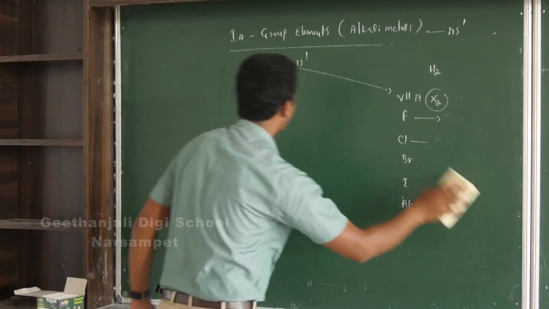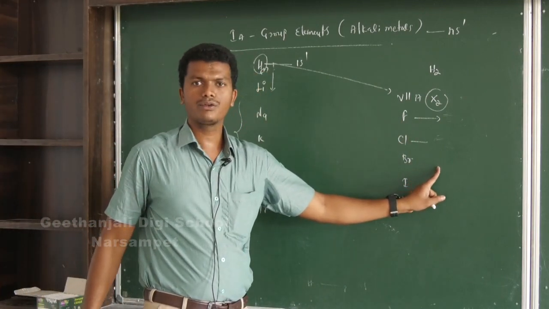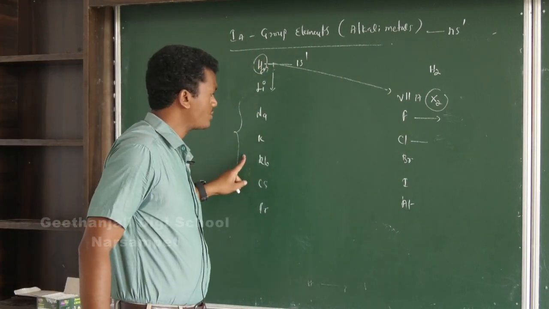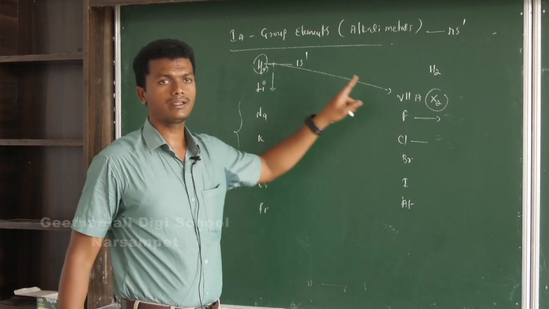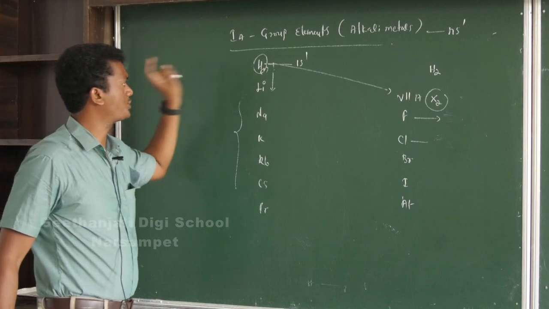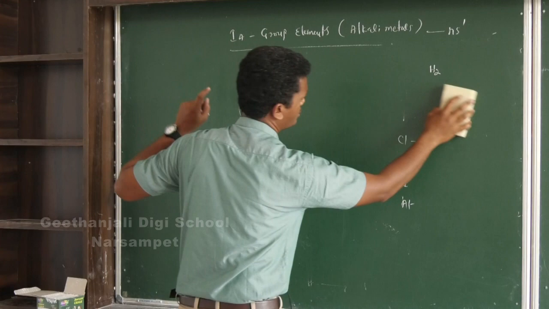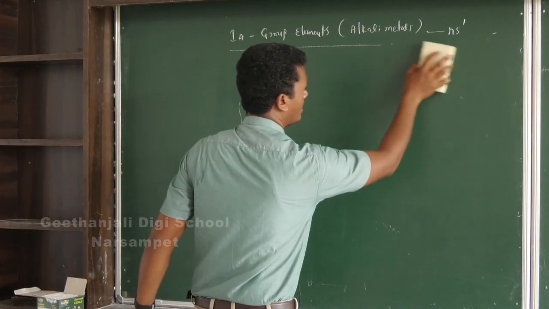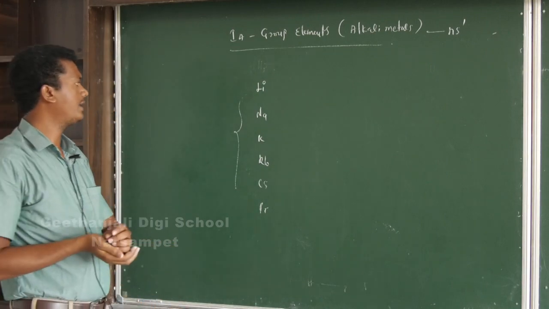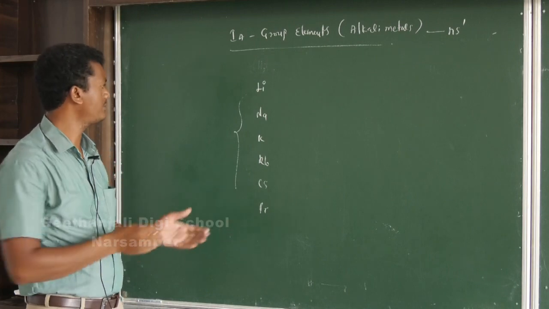As hydrogen is exhibiting similar properties with first A group as well as seventh A group elements, we cannot include this hydrogen either in first A group or in seventh A group. That's why the place of hydrogen in the periodic table is a topic of discussion. So we should not include hydrogen in the first A group elements as well as in seventh A group elements. So what are the first A group elements here? These are the elements placed in first A group.